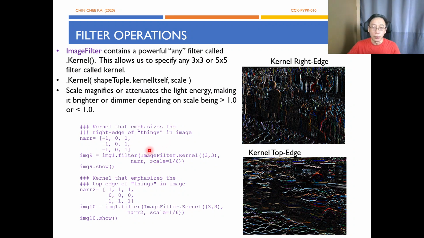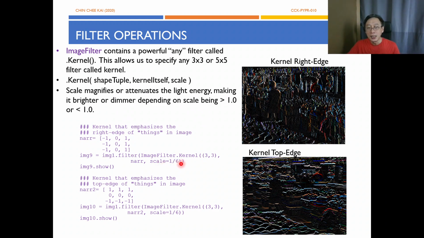So we send it into ImageFilter.Kernel, which will produce a kernel object that can be used in the filter function. So this kernel, again, what is a kernel? Nothing scary. It's just a 3 by 3 or 5 by 5 matrix. So it has a size of 3 comma 3, and then the list of values to support the kernel, followed by a scale of 1 over 6. Why 1 over 6? Well, this is to magnify or diminish the output.